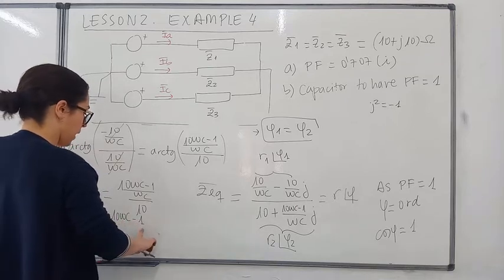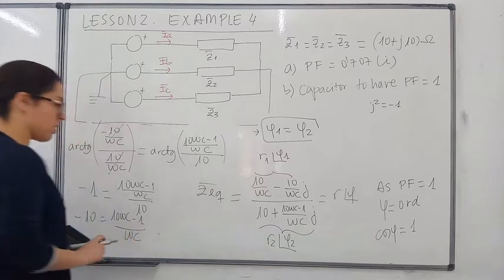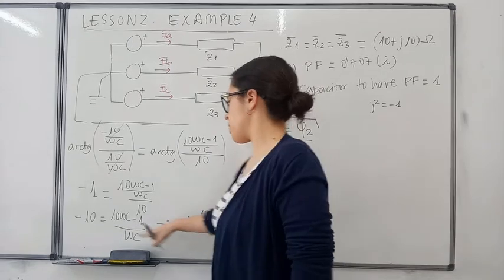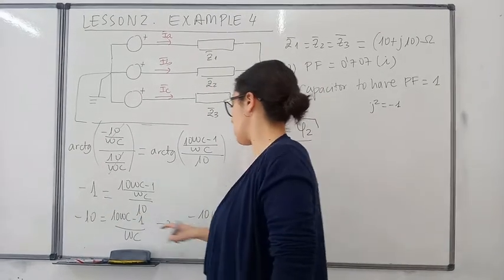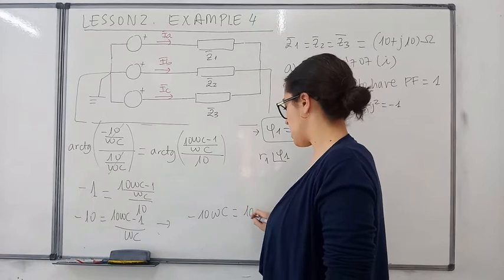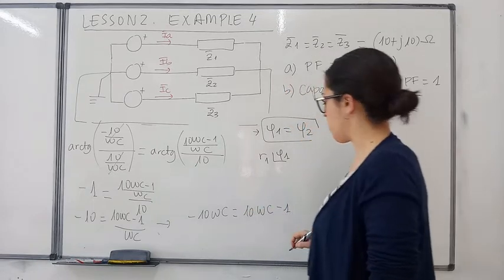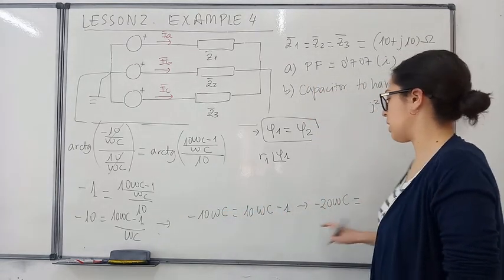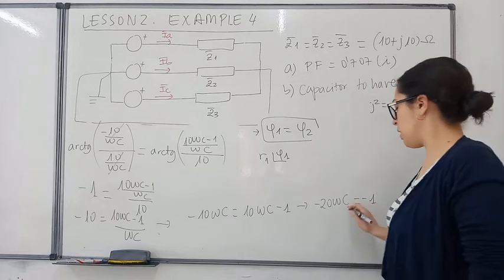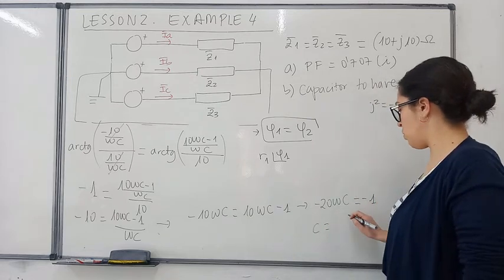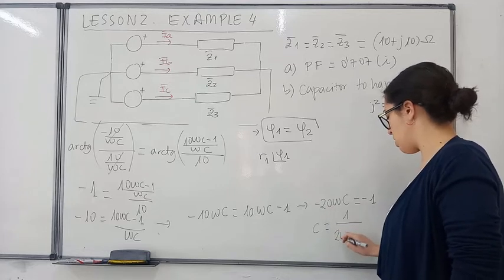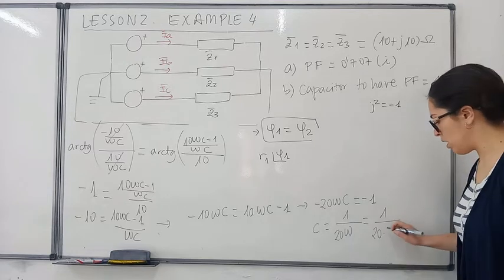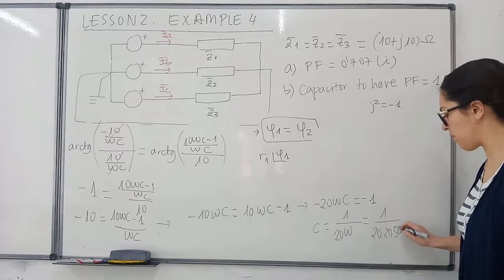Then if we solve, we can have here minus 10 equal to 10 times angular velocity and capacitance minus 1 divided by angular velocity and capacitance. So then, if I continue solving, I will have minus 10 multiplied by angular velocity and capacitance should be the same as 10 angular velocity and capacitance minus 1. So finally, minus 20 angular velocity and capacitance, and here minus 1, which gives a capacitance equal to 1 divided by 20 times the angular velocity. That is 1 divided by 20 times 2 pi multiplied by the frequency.